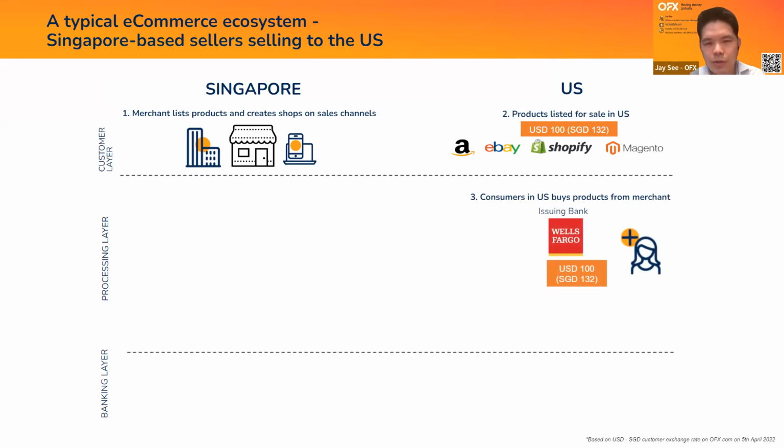And step 3, along the way, a consumer will buy your product on that US marketplace, and they will instruct their issuing bank, in this case, it's Wells Fargo, just as an example, to pay $100 US.